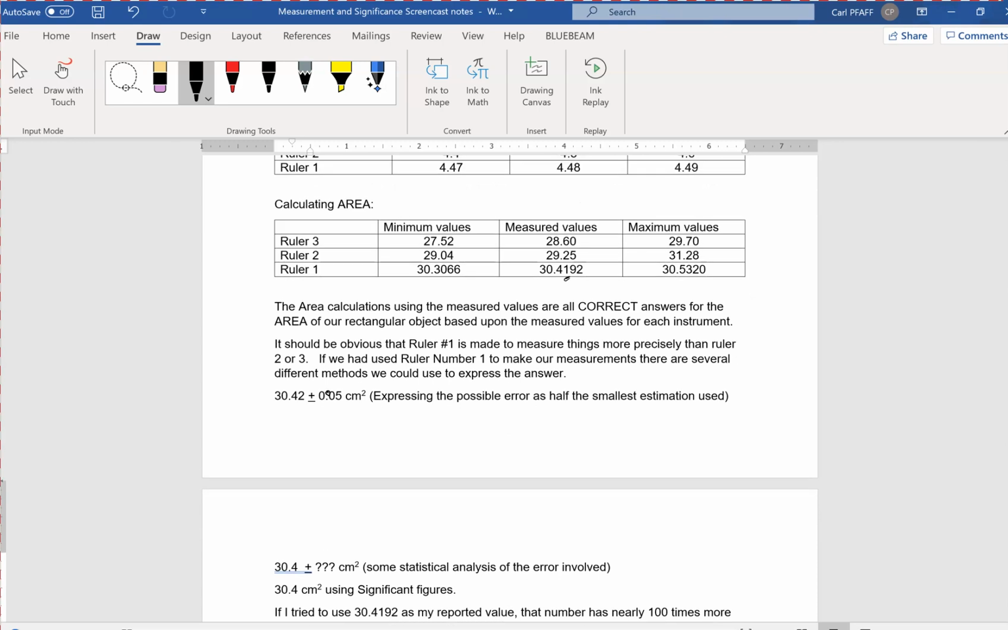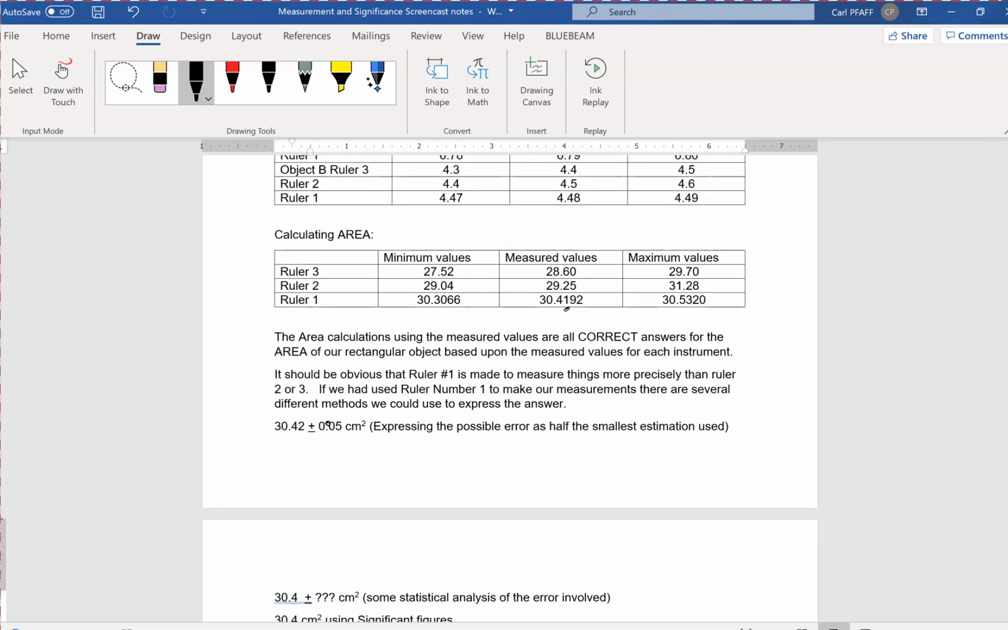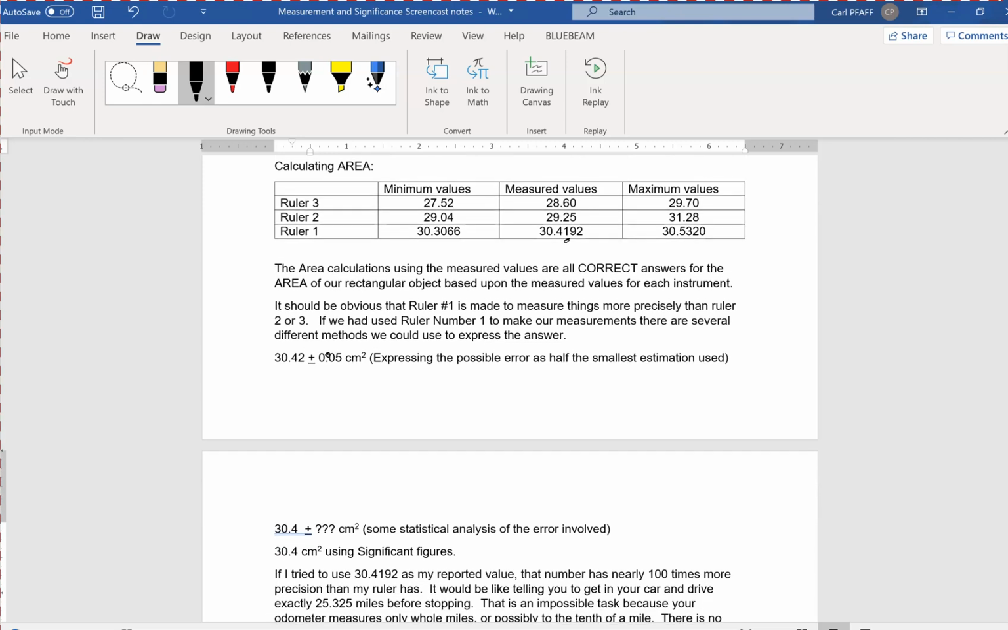I could do some rigorous statistical analysis and say 30.4 plus or minus some, you know, how I calculate standard deviation and a bunch of other stuff between the error. I could do some stuff that you might learn in a physics class at the college level. Or I could say 30.4 centimeters squared, and I could just use sig figs. Now, significant figures really are just one way of expressing our answers so that we take errors into account.